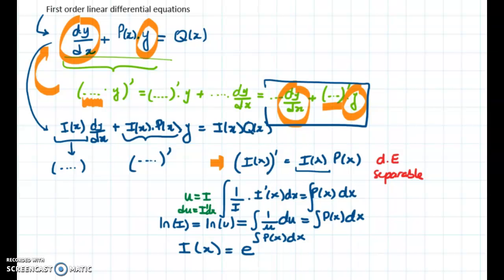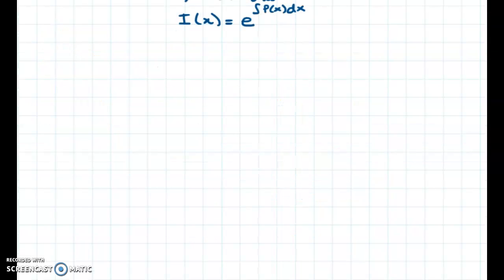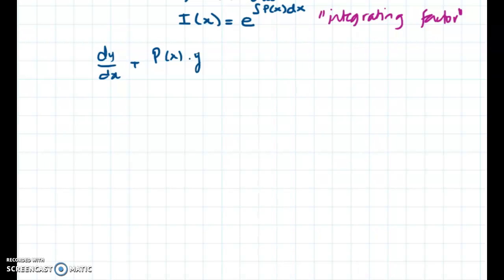Let's check that that function does the trick that we want. We need a little bit more space. And also let me tell you that that function I of x is what we call the integrating factor. So going back to our differential equation, we had dy dx plus p of x times y is equal to q of x. And we are going to multiply both sides by the integrating factor.